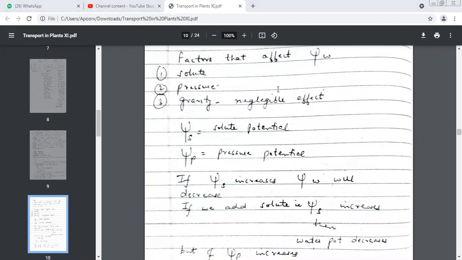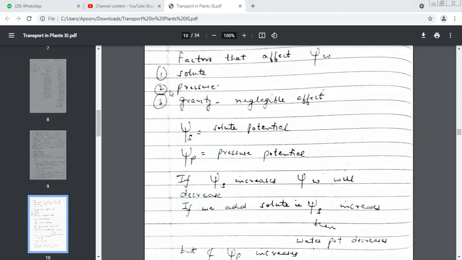Now we are doing factors which affect water potential. The first is solute, second is pressure, and the third is gravity. Solute also has its potential, which is known as solute potential. It is represented by Xi S. What was Xi W? Water potential. What is Xi S? Solute potential. So the potential of solute is called solute potential.